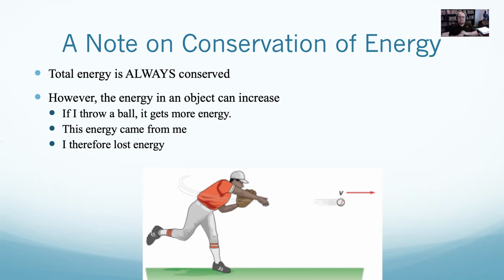Going back to the pitcher, a pitcher throws a ball, and the energy that becomes kinetic is coming from the energy inside. Total energy is always conserved. In any system, the total energy is always the same before and after. But if we have no friction, we can say mechanical energy is conserved. And if mechanical energy is conserved, initial energy equals final energy. That is, kinetic plus potential initial equals kinetic plus potential final. Any questions though?